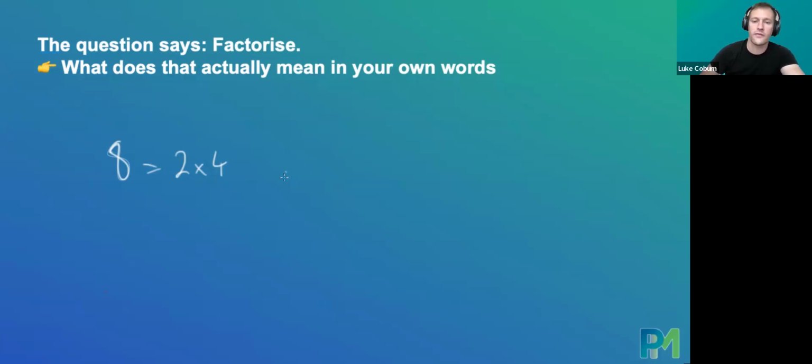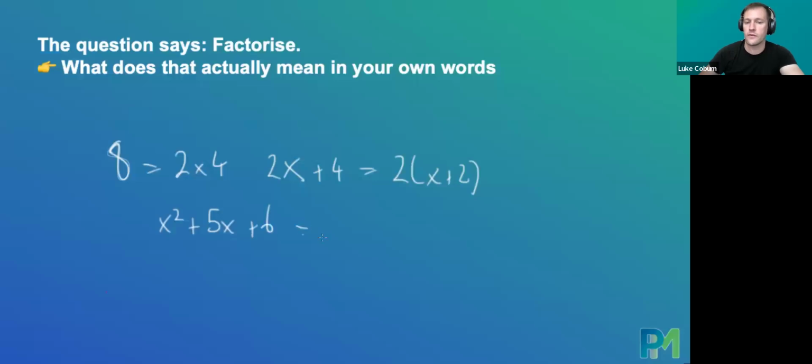Or we could have something longer, like 2x plus 4, and we could say that that's equal to 2 times x plus 2, or x squared plus 5x plus 6, which is equal to x plus 2 times x plus 3. In the act of factorizing something, we're making it clearer, we're making it simpler. We're breaking it down, and then we're going to be able to use it or solve problems. So this is a very basic thing that we want to be able to do.